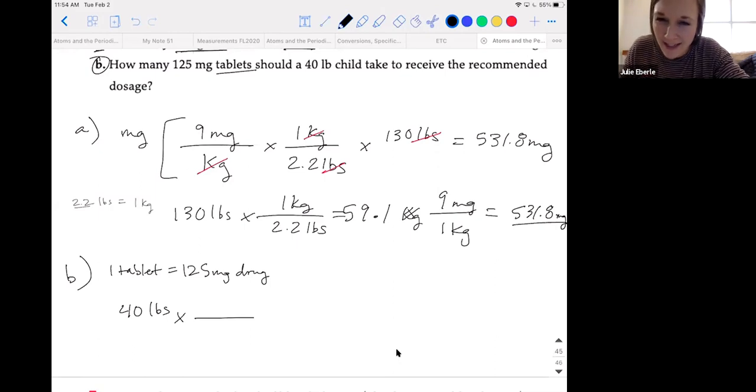By the way, I have a recommendation to whoever wrote this problem. Kids don't take tablets well. Have you ever tried to get a kid to swallow a tablet? So they should put this medication in liquid form and we wouldn't even have to do this, but 2.2 pounds for every 1 kilogram. Pounds cancel out.